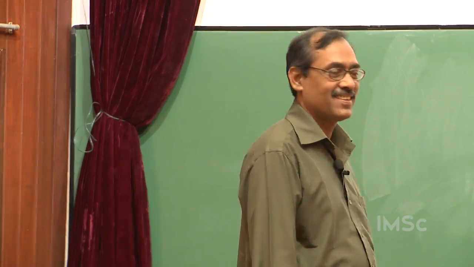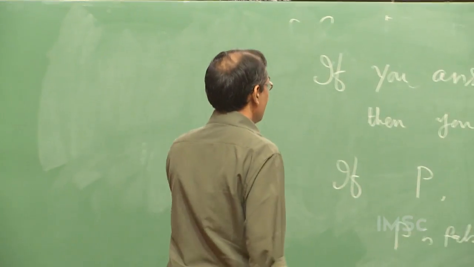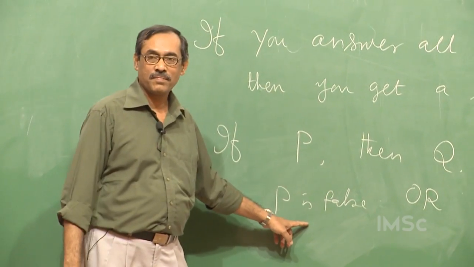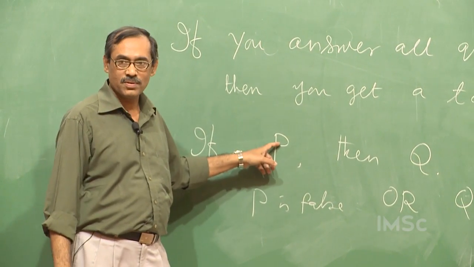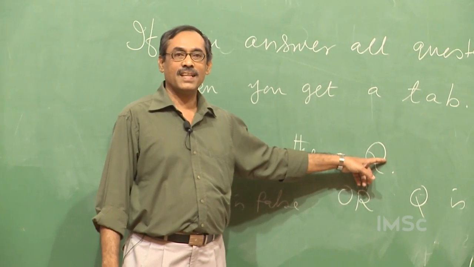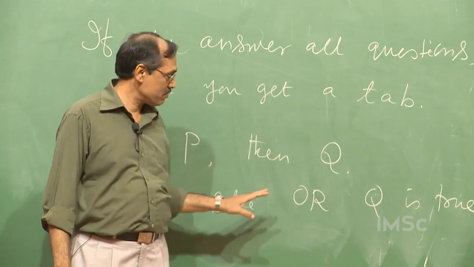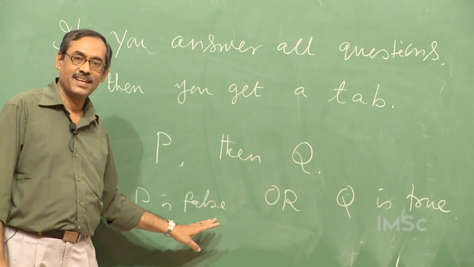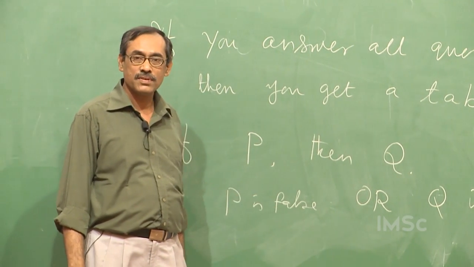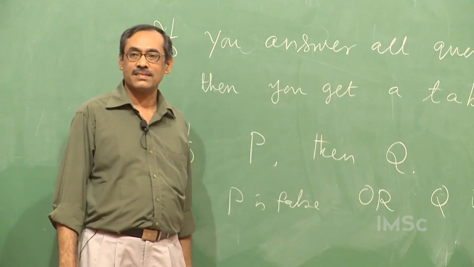Check it. Does that cover all the 3 cases? If P is true and Q is false, only in that case this becomes false. I am only writing the true cases, right? So there are 3 cases for the true. I say that this covers all the 3 cases.